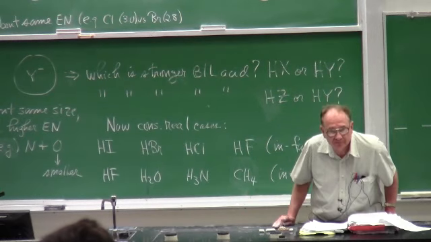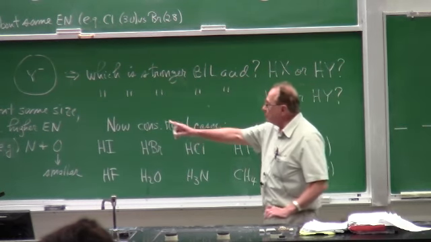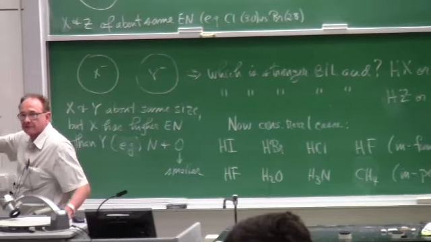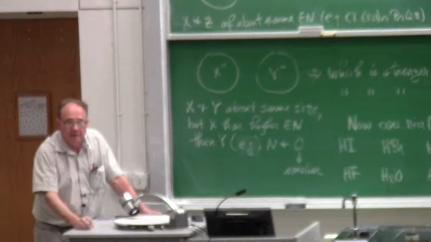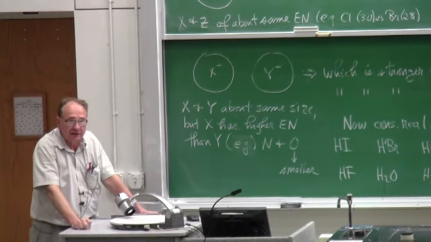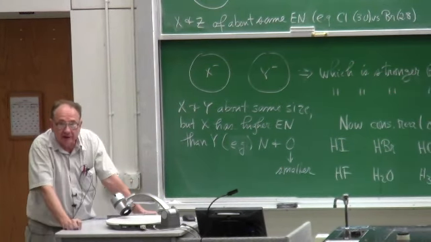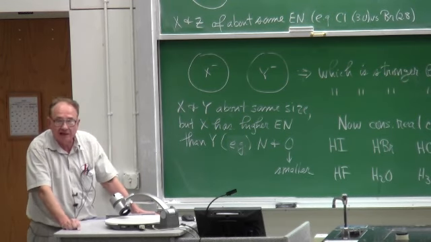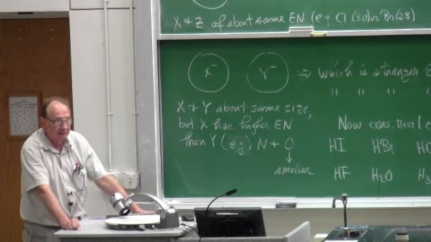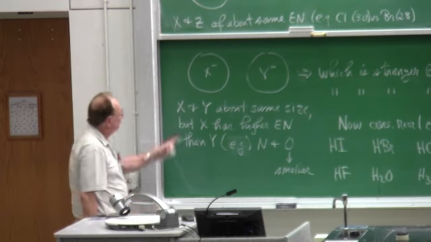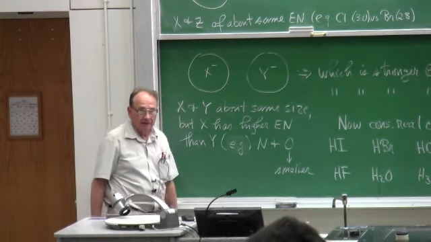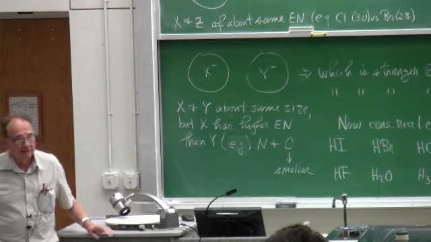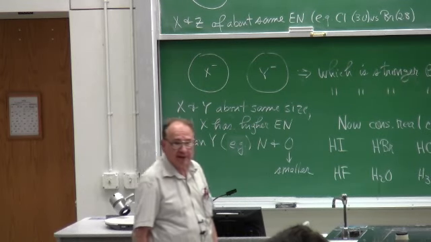The answer to the question, of course, rests on which of these bases is assessed to have the greater effective negative charge density. Because the base which has the greater effective negative charge density is the stronger base. And its conjugate acid will be the weaker acid. Which of these is the stronger base? X minus or Y minus? The stronger base. Which one?